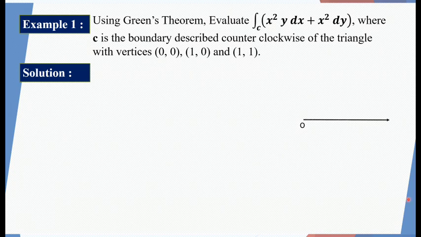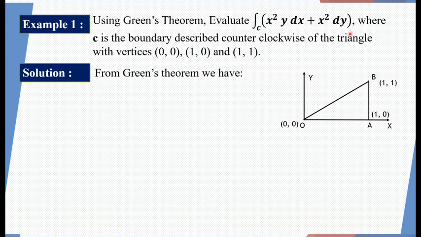So let this be the x-axis and this be the y-axis. Now O (0, 0) means the origin O, (1, 0) is on the x-axis at this particular place, let it be A, and (1, 1) lies in the xy plane. Suppose this is the point B. So joining AB and OB, this is the triangle for which we have to evaluate this particular expression.